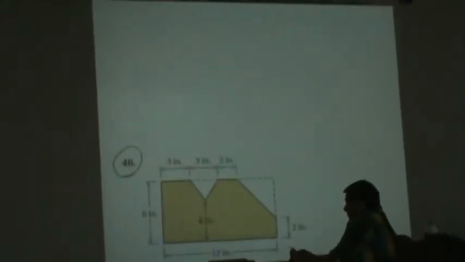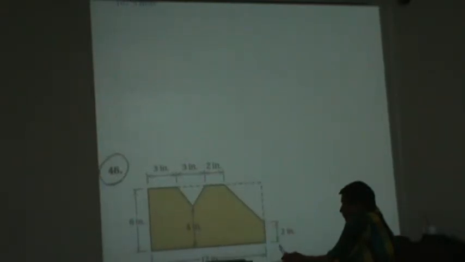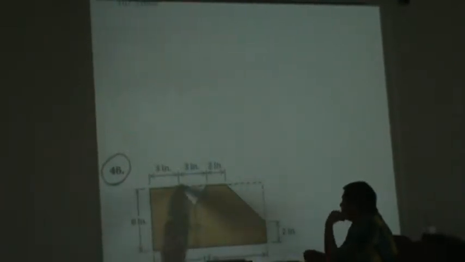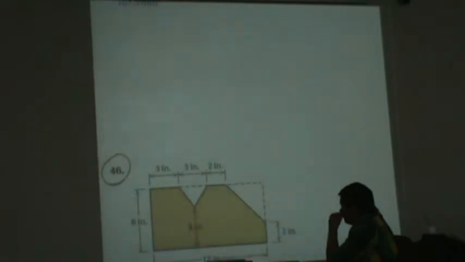What would you do there? It already has it made into a rectangle, doesn't it? Do the base down here times the height, then subtract that triangle and subtract that triangle.